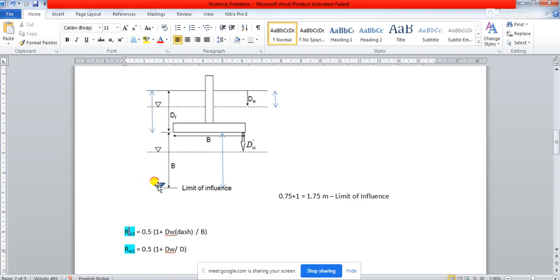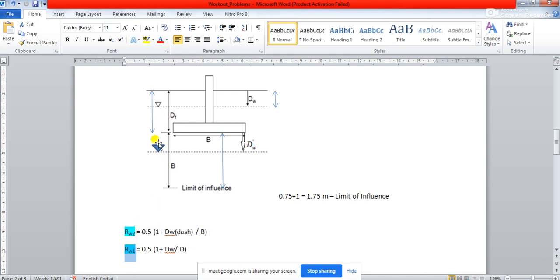Now let's say the water table reaches over here, at this position. You still notice the water table is not affecting anything at this level above the base of the footing. So when it is not affecting anything above the base of the footing, the Rw1 factor will always remain 1.